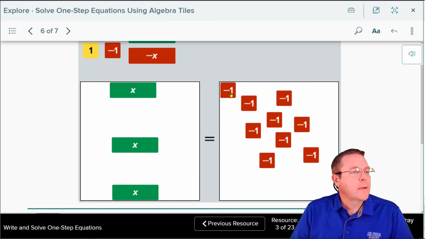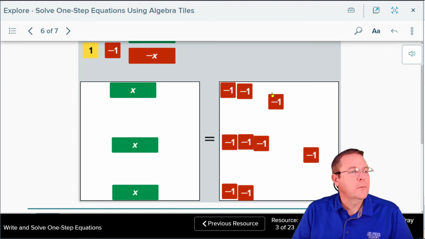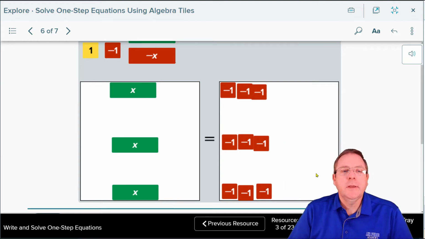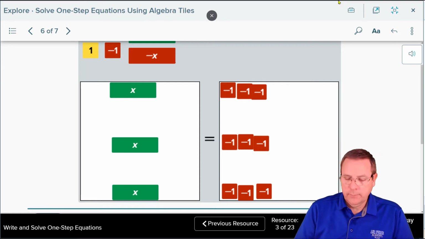Our negative 1, I have 1 here, 1 in the middle, 1 in the bottom, 1 in the top, 1 in the middle, 1 in the bottom, and 1 in the middle, 1 in the top, and 1 in the bottom. And what's the value of each x going to be? Each x is going to represent negative 1. It really is that easy to do these using algebra tiles.